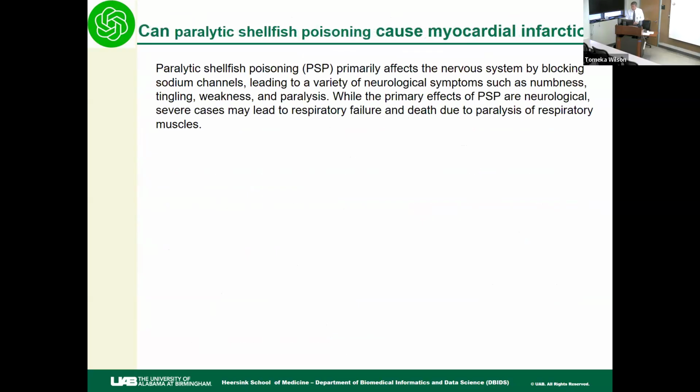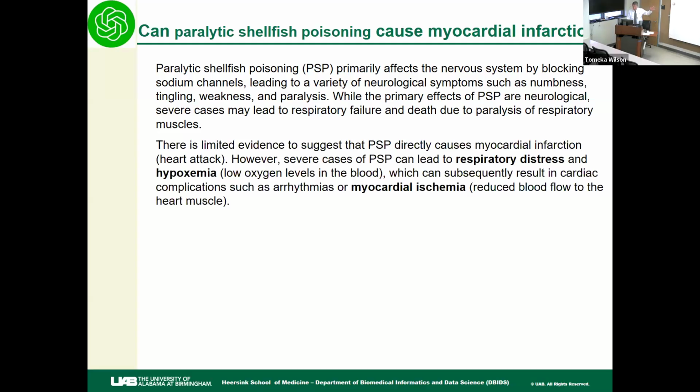Okay. And so then I asked it about the myocardial infarction, and it first says, okay, it's primarily a neurologic disease, but there may be some evidence that it caused a heart attack. Now, it didn't give me the evidence, but it said respiratory distress can lower your oxygen, lower oxygen can affect your heart, and so it put that together and said, yeah, you can have myocardial ischemia just from hypoxia because you can't breathe because you have a neurologic condition. So it put that together, which is exactly what I thought as well.